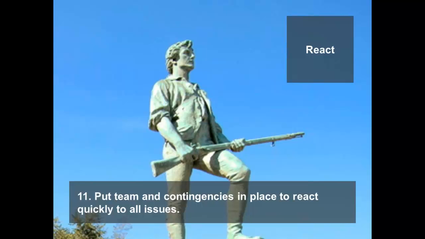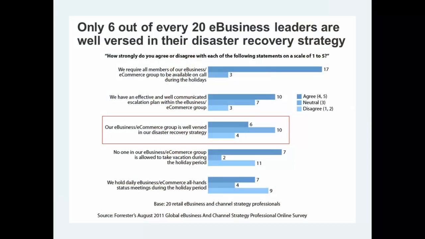So you have to create these failure scenarios, decide who can react to those failure scenarios, and what they're going to do. And this doesn't just include developers or infrastructure and ops. It also includes the e-commerce professionals and the marketing professionals, because there may be some steps they have to take to mitigate the fallout of a site that's down or performance that's lower. So you have to react quickly to that. And here's some data that shows only 6 out of every 20 e-business leaders even know what their disaster recovery strategy is. So it is a problem.